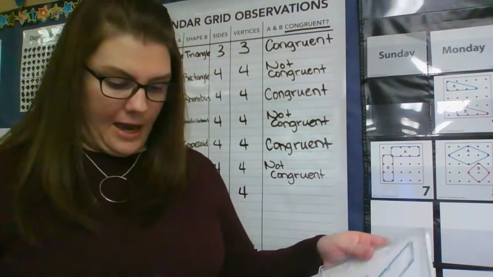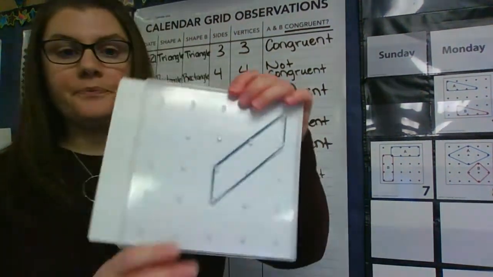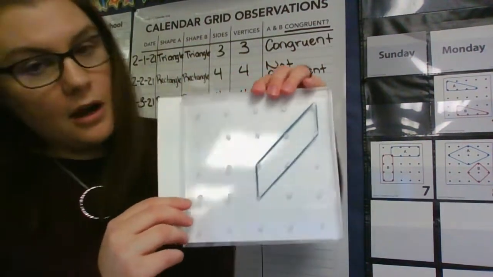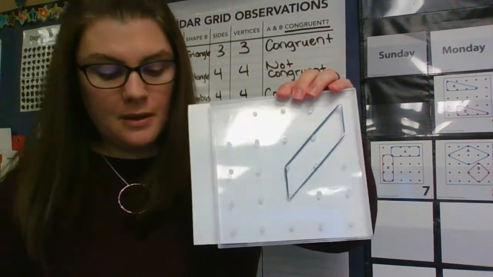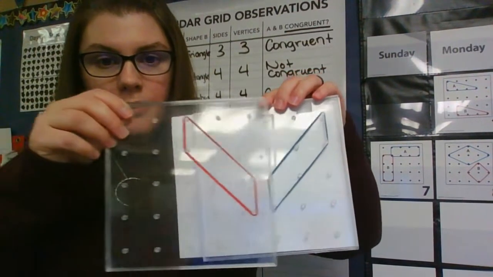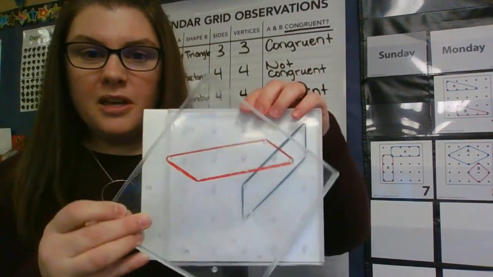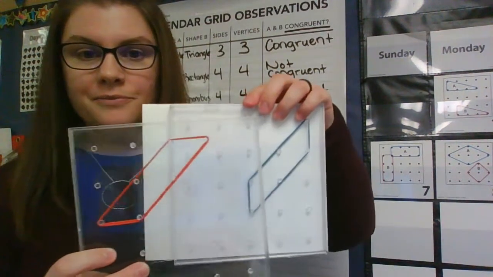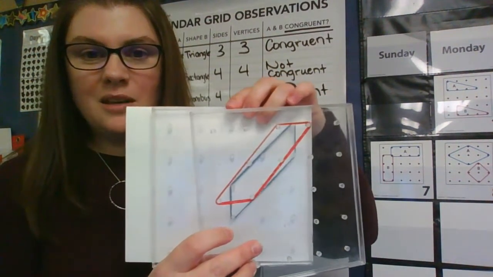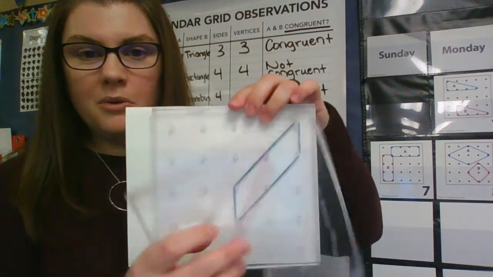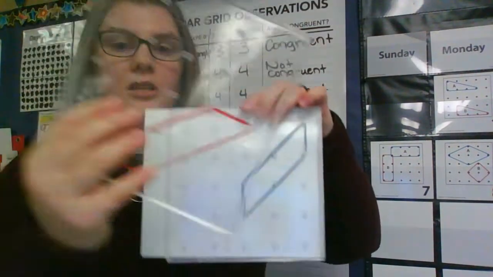So let's look at our first shape. So our first shape looks like this. Our second shape, that's not quite what they were looking like, but are they the same? Well, what if we keep turning? Are they the same? Nope. What if I keep turning?